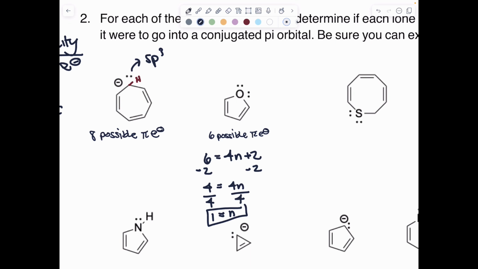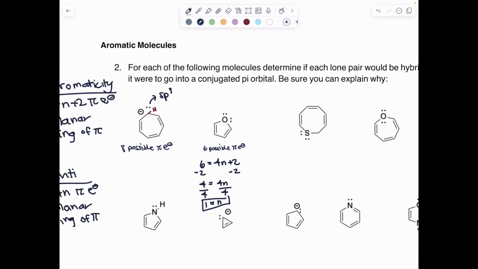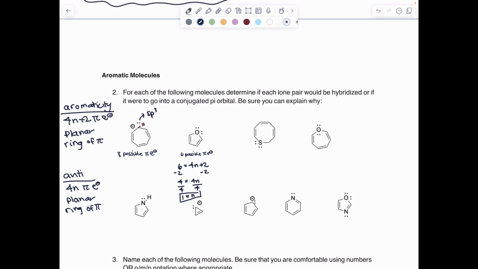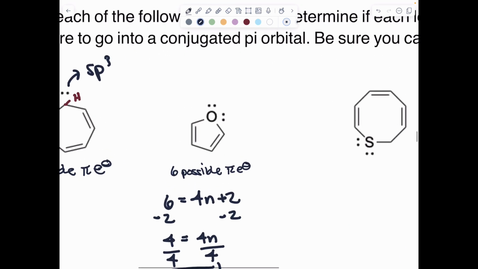If we solved for n and it was a fraction or decimal, this would not meet the rules for aromaticity, and this molecule would not be aromatic. Since n was a whole number, we can reasonably assume that one of the lone pairs on the oxygen is going to be in a conjugated pi orbital, and the other one is going to remain in a hybrid sp2 orbital.